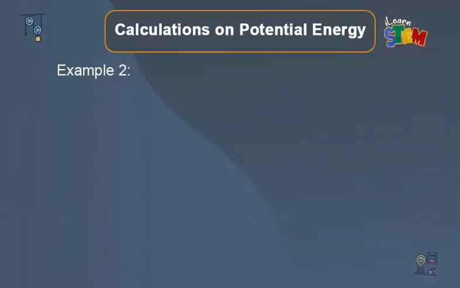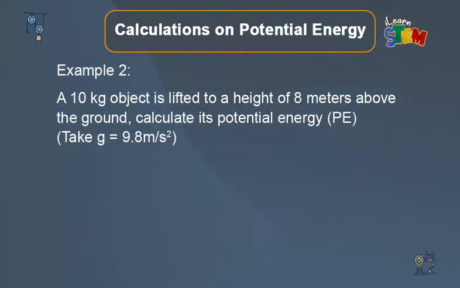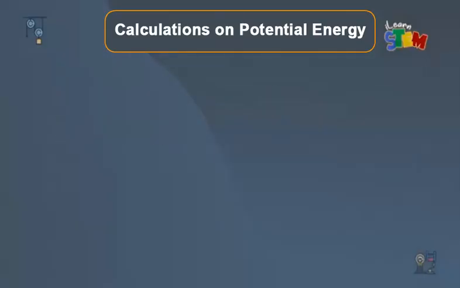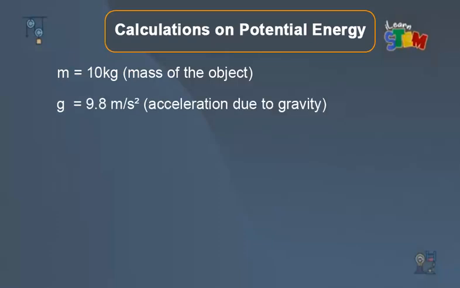Let's solve an example calculating potential energy. A 10 kg object is lifted to a height of 8 meters above the ground. Calculate its potential energy. Take g equals 9.8 meters per second squared. Listing the variables. m equals 10 kilograms. g equals 9.8 meters per second squared, acceleration due to gravity. And h equals 8 meters.